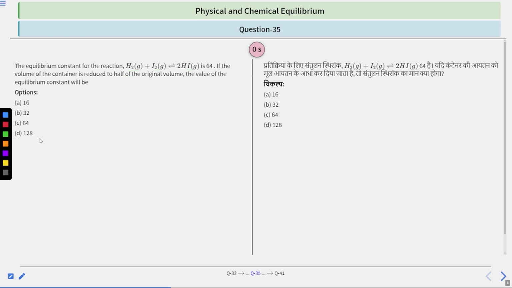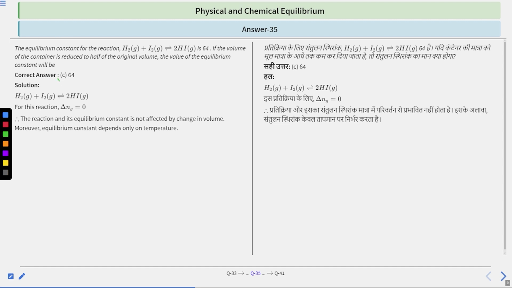Okay, let's see. So the correct answer is option C, that is 64. We have been given this reaction in the question, H2 plus I2 giving us two molecules of HI. For this reaction, we calculate delta Ng, which is the moles of product in the gaseous state minus the moles of reactant in the gaseous state. So it will be 2 minus (1 plus 1). 1 plus 1 is 2, so 2 minus 2 is 0. So for this reaction, delta Ng is equal to 0.